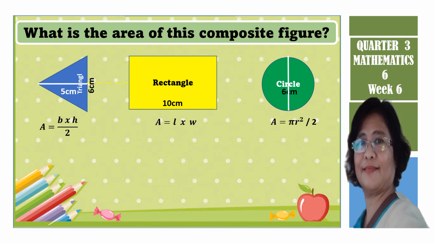So we have 6 times 5 divided by 2. We multiply 6 times 5, we got 30, divided by 2. 30 divided by 2, we have 15 cm. So for the area of the triangle, the area is 15 cm.